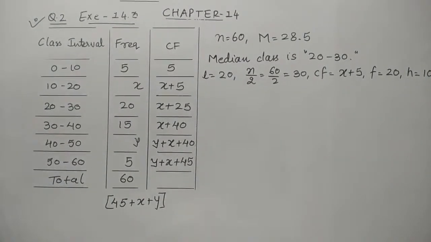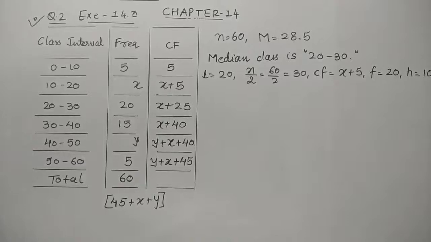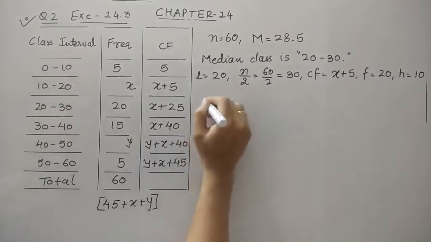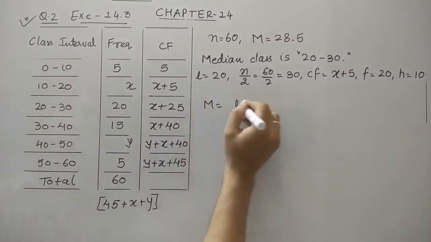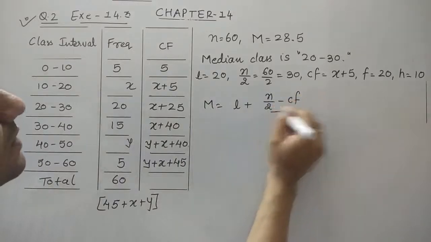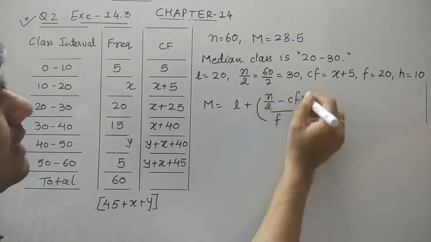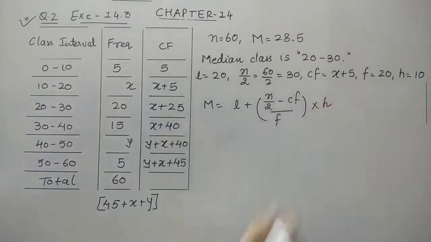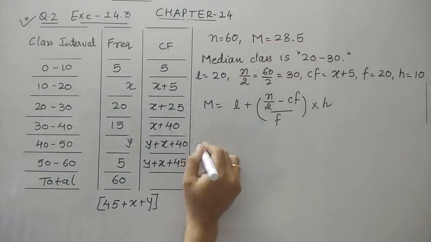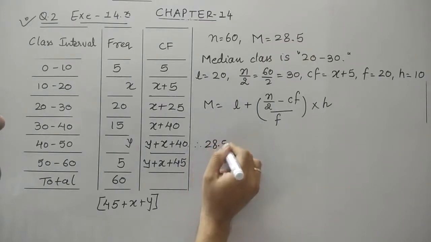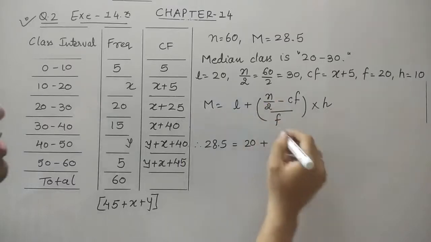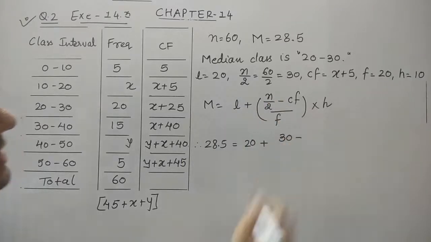So let us continue with the sum. We will substitute the values into the formula. The formula: m is equal to L plus n upon 2 minus CF upon f into h. Let us substitute all the values. The value of m is 28.5. The value of L is 20. n upon 2 is 30 minus.